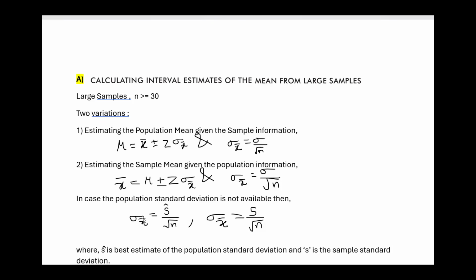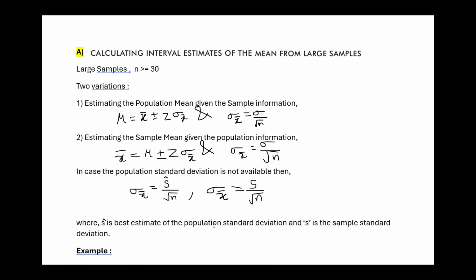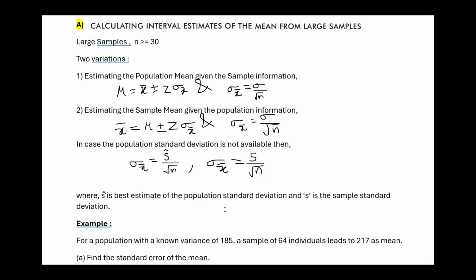In case the population standard deviation is not available, then we have to use the best estimate for the population standard deviation, and in case a reliable best estimate is also not available, then we have to take the sample standard deviation as the best estimate. So we can take s upon root n, but we have to mention that clearly in the exam: because sigma is not available, we use the sample value as the best estimator, and we are going to calculate the standard error. Sigma x bar is our standard error.